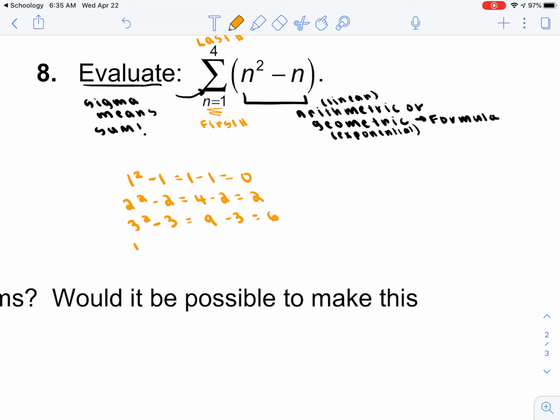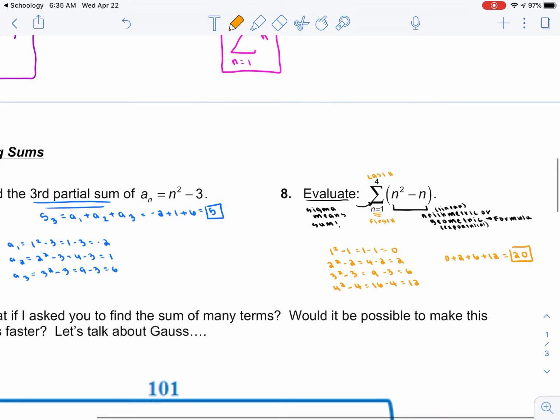Finally, when we sub in that 4 squared minus 4, we get 16 minus 4, or 12. Now, you find all these terms, but remember the whole idea is to now add them all up. So we have 0 plus 2 plus 6 plus 12, and that gives us 20. And that would be how you find the sum of a sigma by hand.